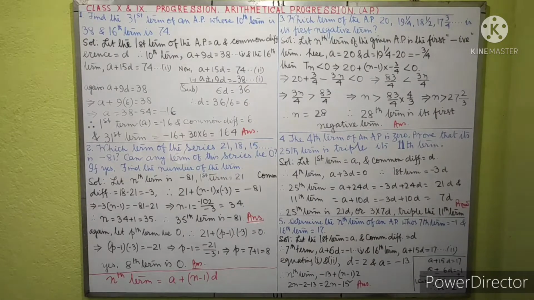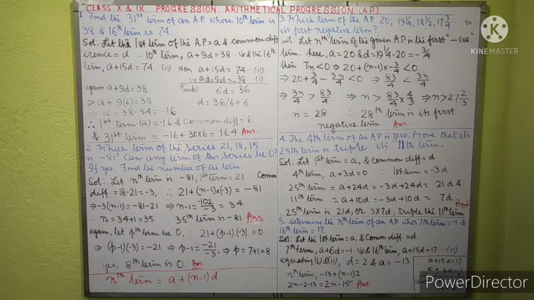That is the first answer. Again, let us think that the pth term equals 0. Therefore with the formula we get 21 plus (p minus 1) into minus 3, that is first term plus (p minus 1) into common difference equal to 0, and the value of p equals 8. Therefore it is right that one of the terms is 0, which is the 8th term. The 8th term is 0. This is the other answer.